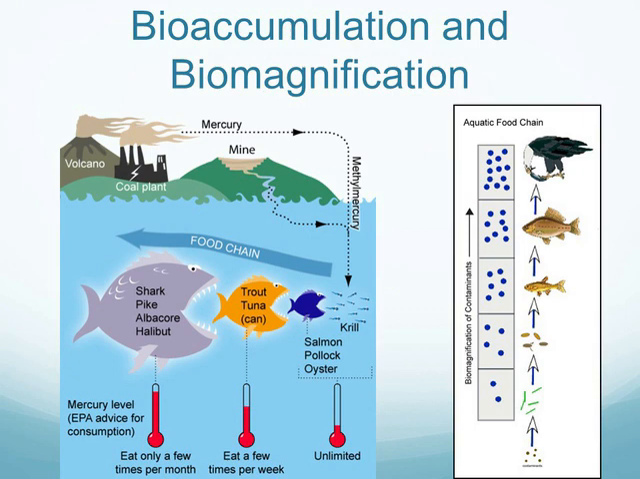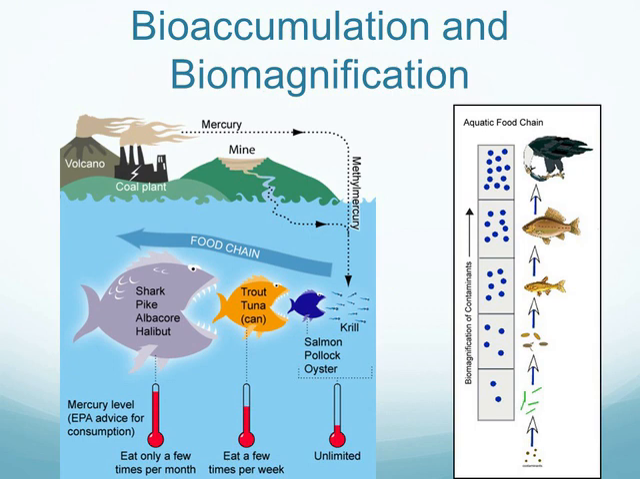And then that methylmercury gets into the ocean, and gets into the krill population. And so at the krill population, you can eat as much krill as you want, although typically we don't tend to eat a lot of krill right now. And then salmon and other organisms like pollock and oysters will eat those krill. And so those two categories right there, the plankton and the small fishes, there's no limit to the amount of fish that you can eat within that category, because the concentration of mercury is low.